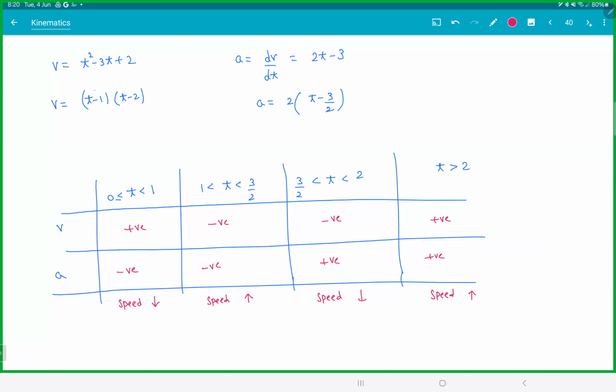You need to check in which time interval velocity is positive, and in which time interval acceleration is positive. If both are positive or both are negative, it is speeding up. If both are opposite, it is speeding down.